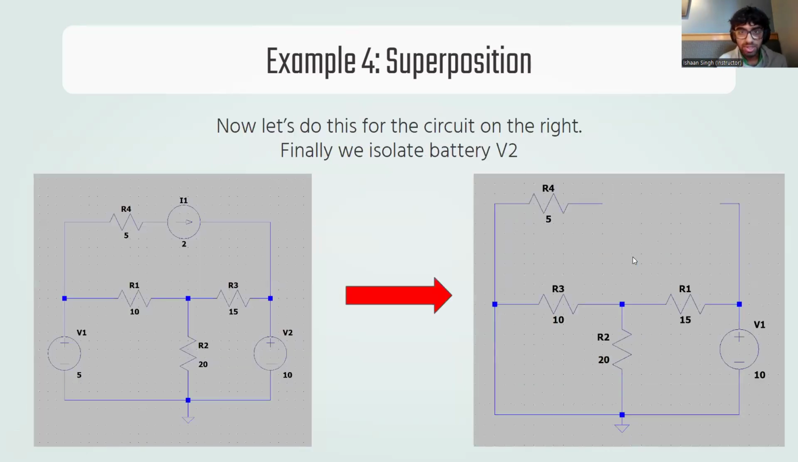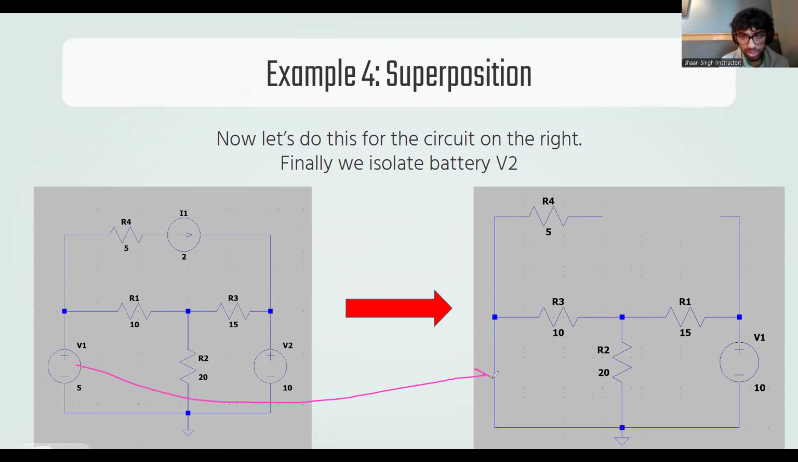And now the last thing we need to do is isolate the second battery. I realize that it says V1 there and that the resistors are messed up. Just ignore the numbering of each element. So again, just to be completely clear, V1 has been replaced by a short circuit, and the current source has been replaced by a break in the circuit, okay?